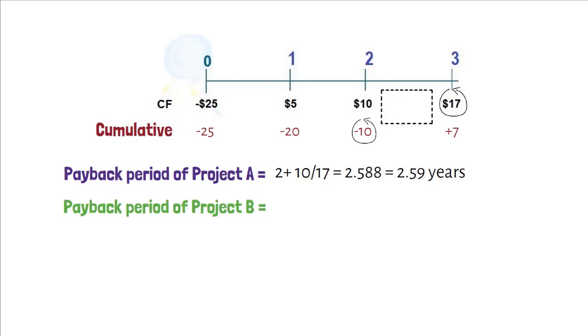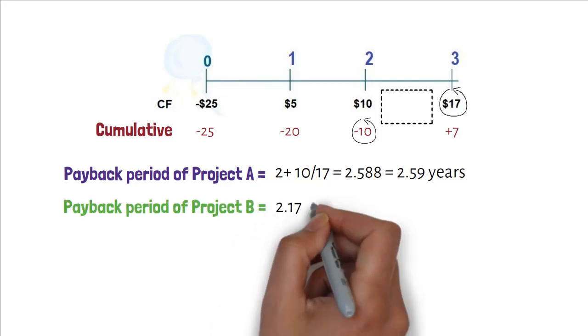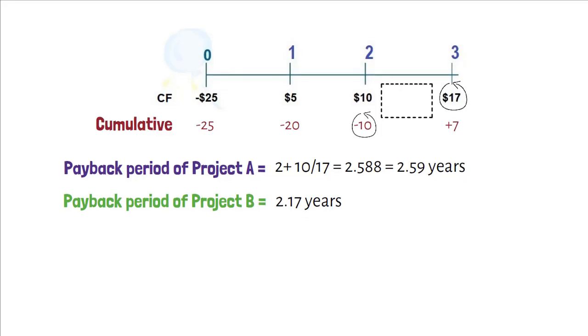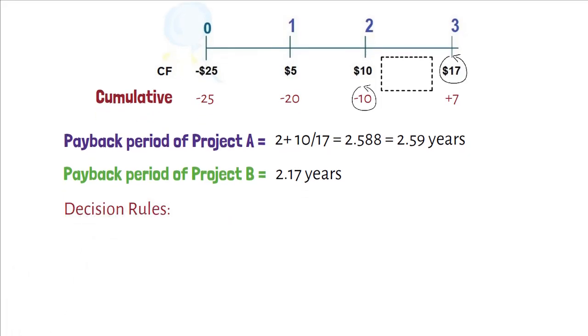Now, if you follow the same steps, you will get the payback period for project B as 2.17 years. Decision rules. If project A and B are independent, select project that has payback period less than project's life. So, both project A and B should be accepted.